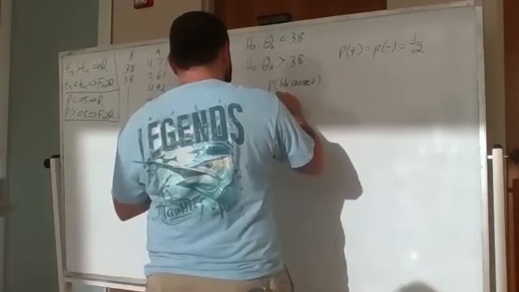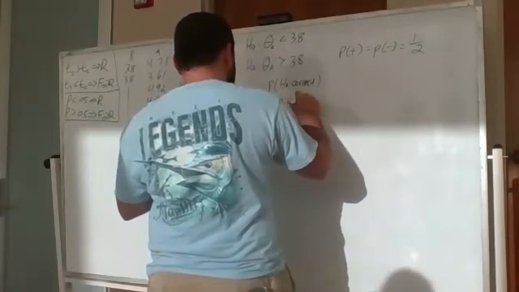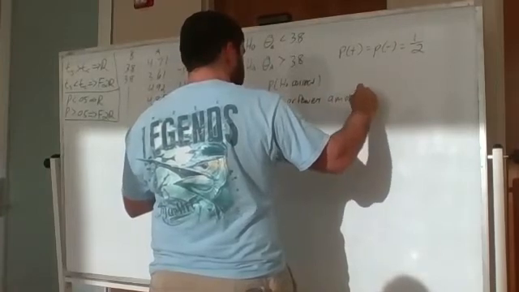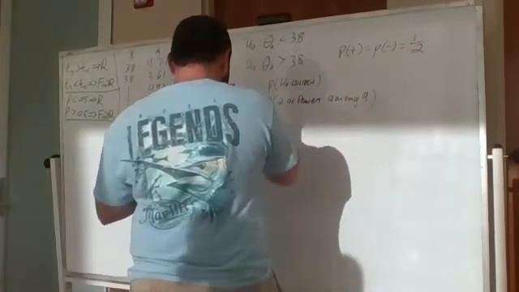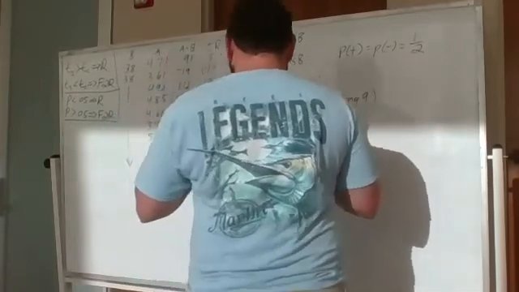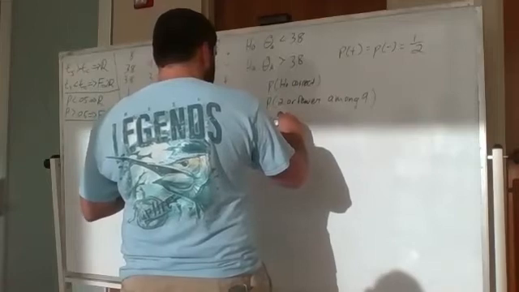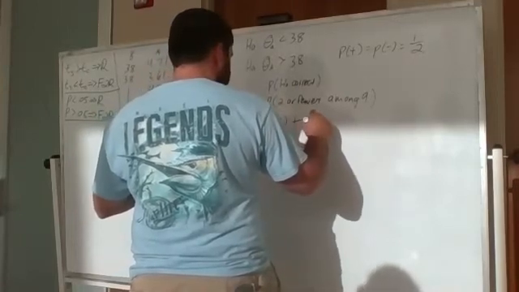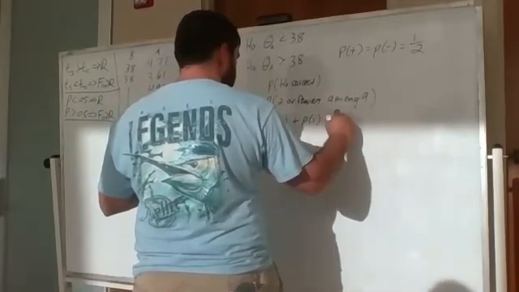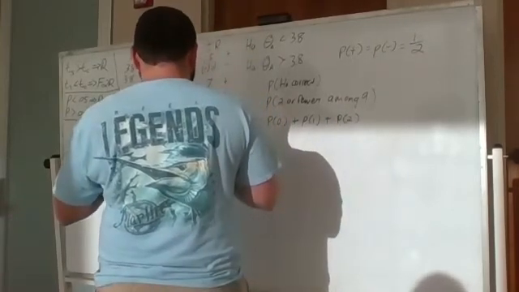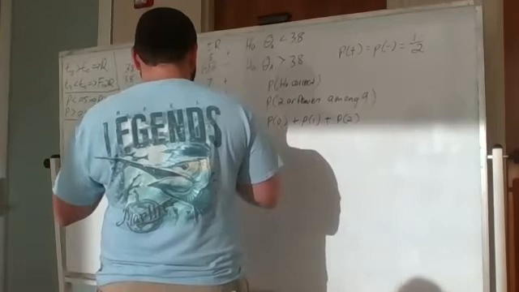So the probability of 2 or fewer among 9 is the question he asked you. And so saying 2 or fewer is the same as saying what is the probability of nobody, the probability of 1 person, or the probability of 2 people being positive.